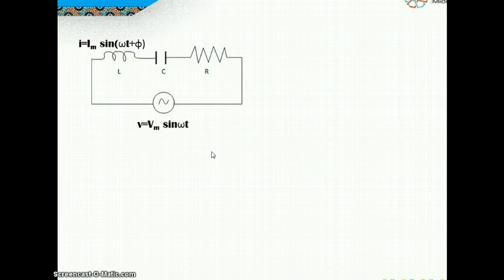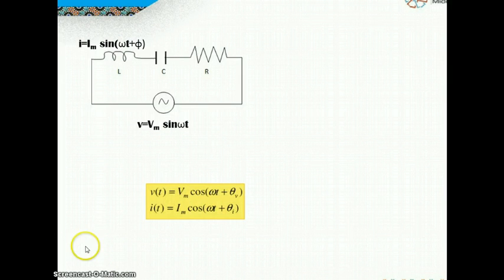Now in some reference books you can find the expression for the voltage and current this way, where V is equal to Vm cos(omega t plus theta V) and I is equal to Im cos(omega t plus theta I). Whether it is cos or sine, that represents the sinusoidal nature, and here they have shown that there is an initial phase for the voltage and a phase for the current. So in this case the phase difference will be theta V minus theta I.